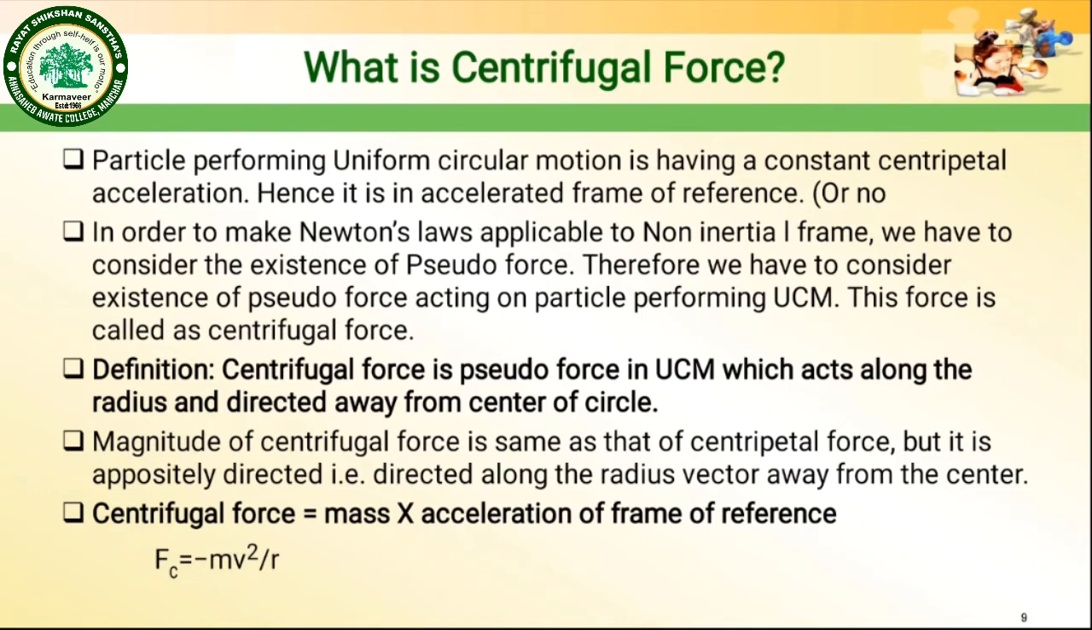Mathematically, it is written as Fc is equal to minus mv square upon r, where Fc is the centrifugal force, m is the mass of the object, v is the velocity or speed of the object, and r is the radius. Here, the negative sign indicates that it is in the opposite direction.